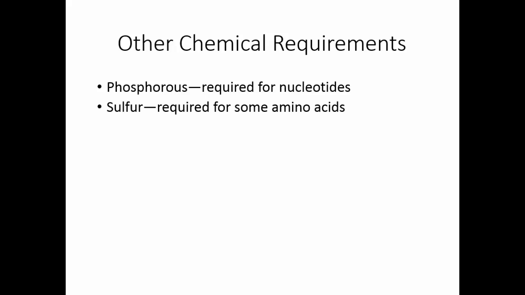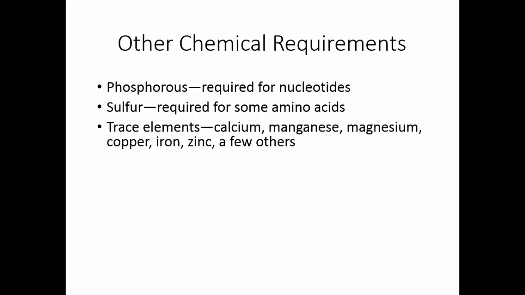Other chemical requirements include things like phosphorus, which is required to make nucleotides, and sulfur, which is required for some amino acids. Then there are trace elements like calcium, manganese, magnesium, copper, iron, zinc, and a few others. These are usually dissolved in water. However, these too can be growth limiting.